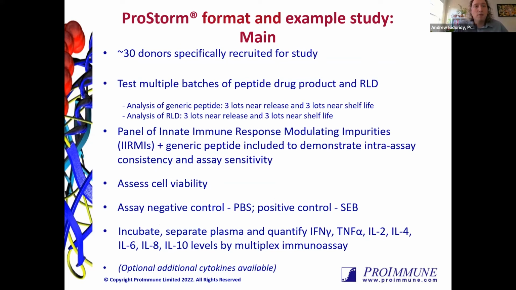The main study that we would typically do as a follow-on expands to about a 30 donor study. We would focus on testing your complete set of batches. Again, this would be 3 lots that are near release and 3 lots that are near expiry for your generic peptide, as well as 3 lots near release and 3 lots near expiry for your reference drug. We would compare that alongside our standard panel of ERMIs.